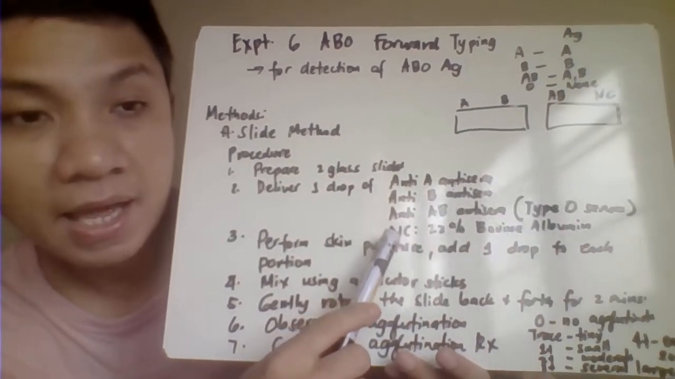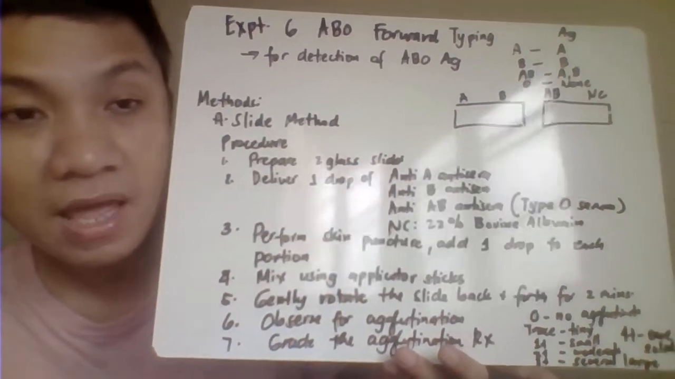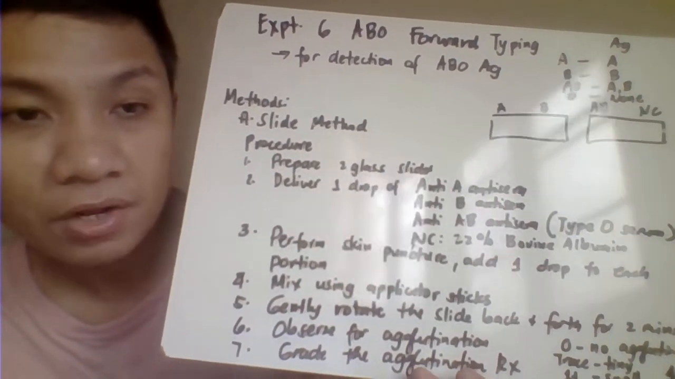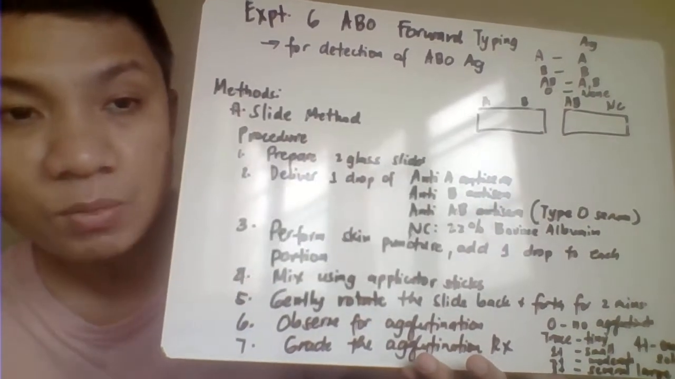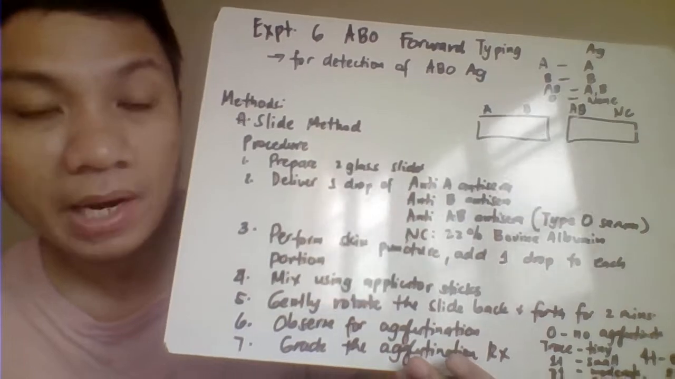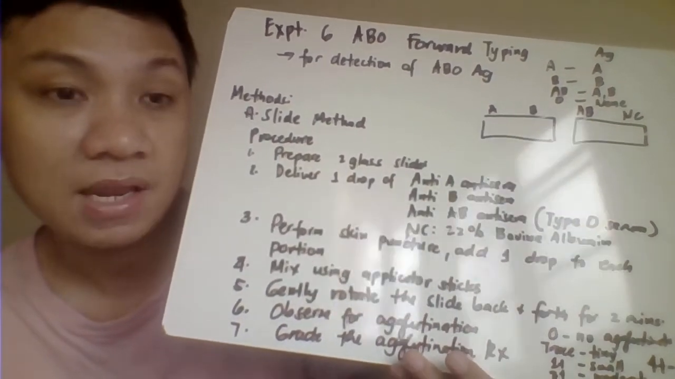And we have also here the NC or the negative control. For the negative control, we'll be using here the 22% bovine albumin. Since this one does not have the antibody, we are expecting that one would have here a negative reaction.